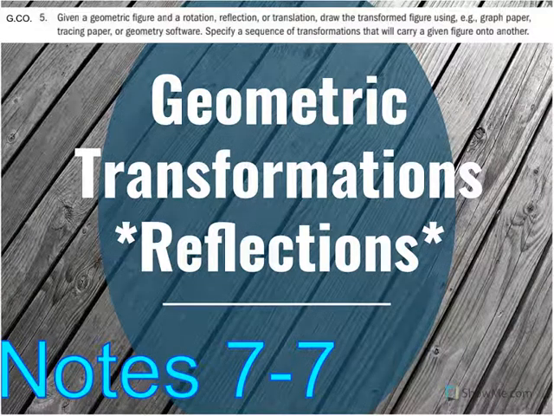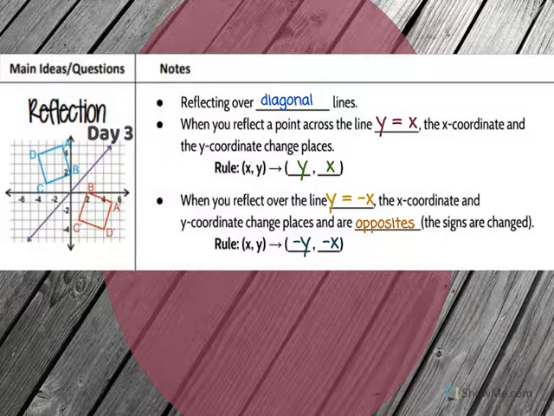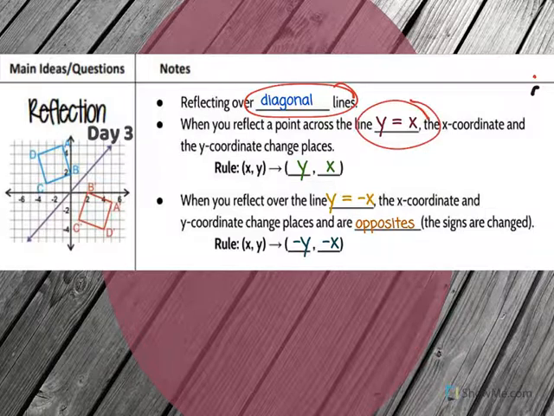Our final video on reflections takes us to our last rule, which I have written out here for us. It covers diagonal lines, and very specific diagonal lines: y equals x and y equals negative x. This is y equals x and this is y equals negative x. Okay, and we have rules for these.